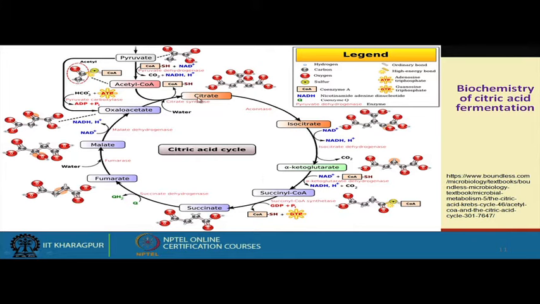But here our interest is citric acid production. The beauty is that if you inhibit the enzymes responsible for the formation of isocitrate or alpha ketoglutarate, that is, the enzymes aconitase and isocitrate dehydrogenase, then the accumulation of citric acid will take place.